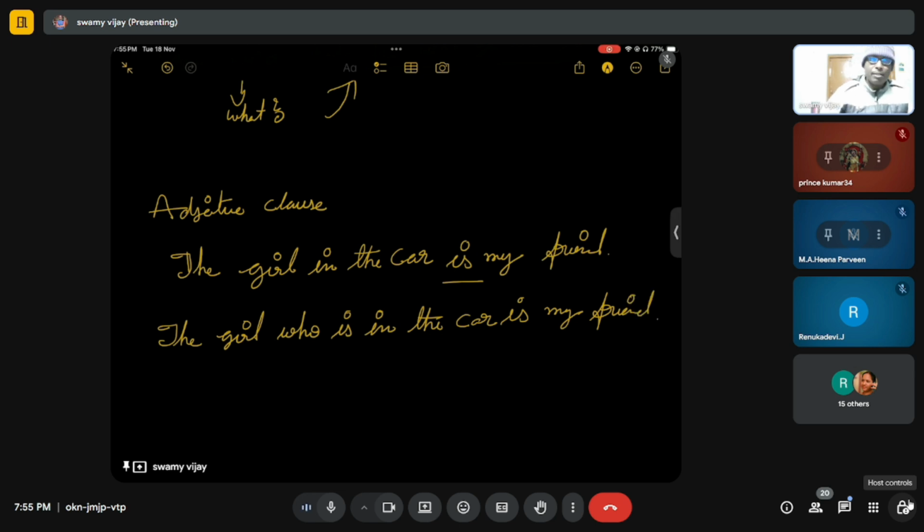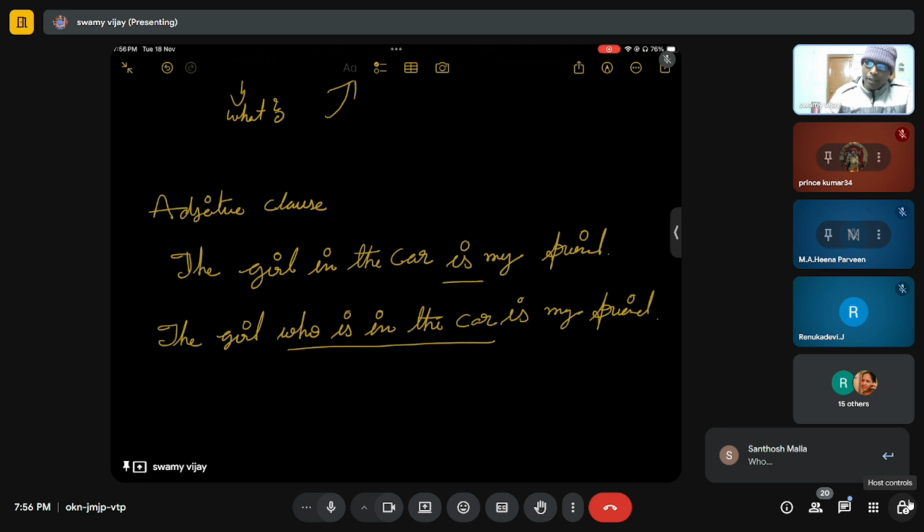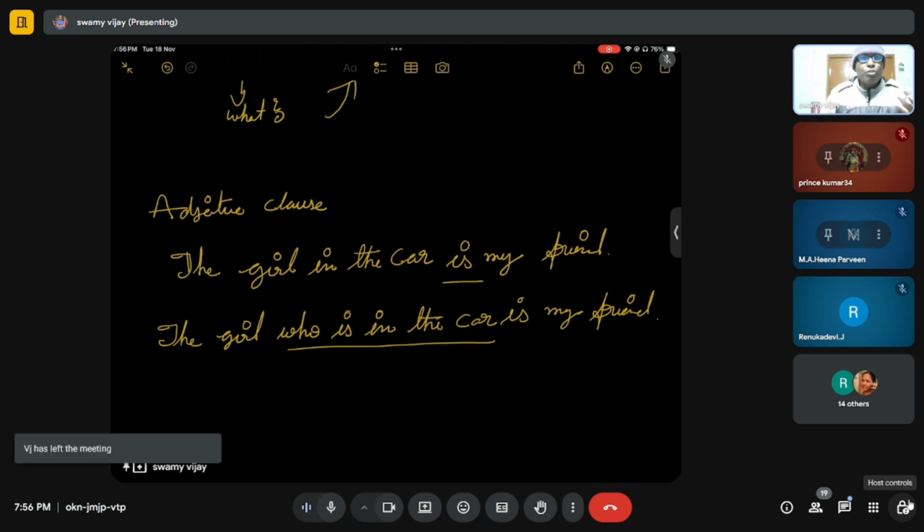Now in this, do we have a clause or not? Okay, we have a clause. Who is in the car? Who is in the car? Now, how do you identify whether it is an adjective clause, a noun clause or an adverb clause? The girl who is in the car is my friend. So if you ask, the girl who is in the car is my friend, you understood it is adjective. But how do you solve this kind of questions?